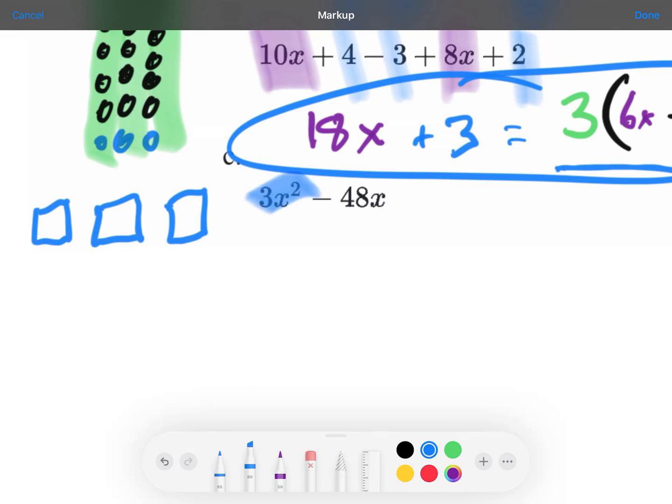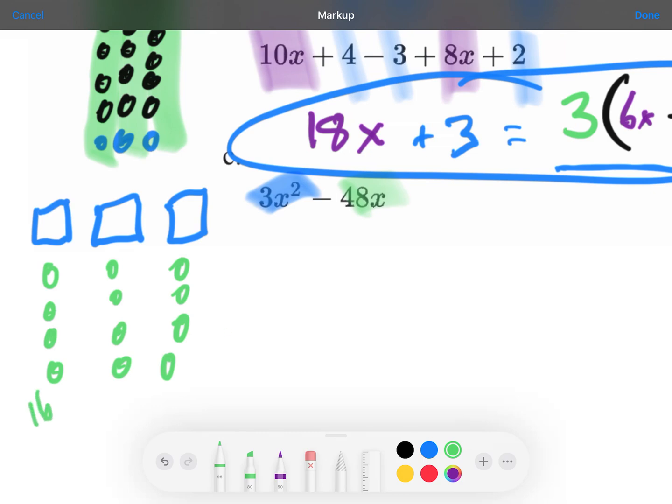There's my 3. Then let's just think about, don't worry about that minus sign for now, just worry about the 48x side, and let's put our focus towards that. Well, could I group those 48 up? Yes, right? 1, 2, 3, 4, 5, 6, 7, 8, 9, 10, 11, 12. And I'm not going to draw all those out because that would take a long time, but we can divide that 48 into 3 groups. And how many will be in each group, right?